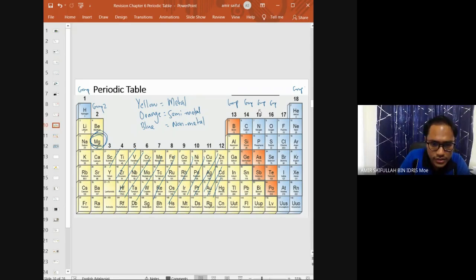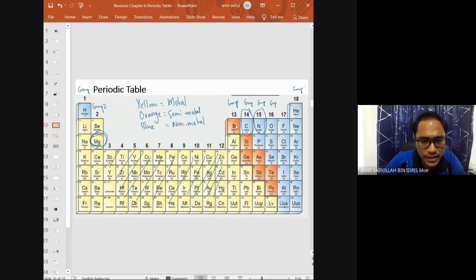So as you can see, nitrogen is in group 15, and carbon in group 14. Carbon also is not metal, so all these are non-metal. Okay, can you understand this? You need to memorize this a bit. The ones I circled, you really need to memorize. It might come out in the exam, so you don't know. So try to memorize.